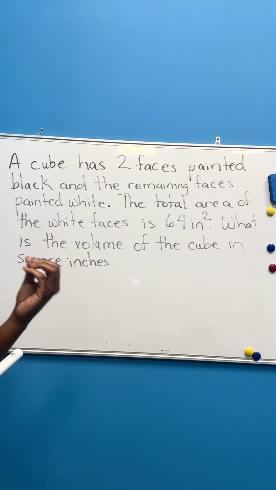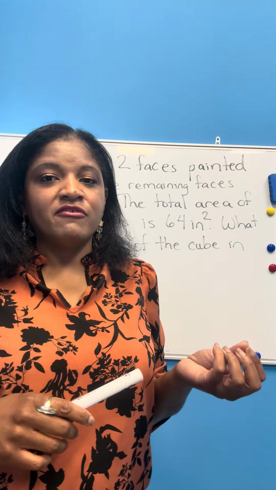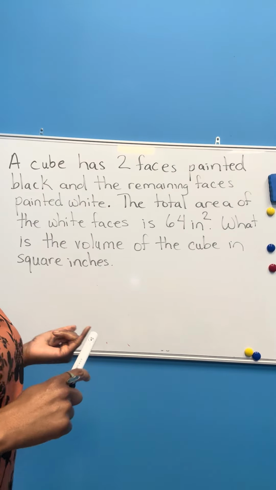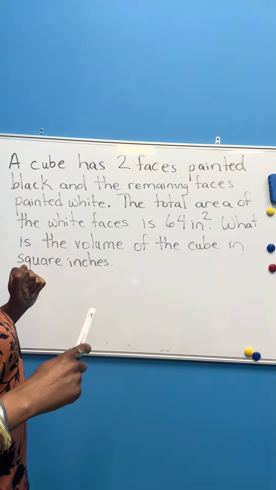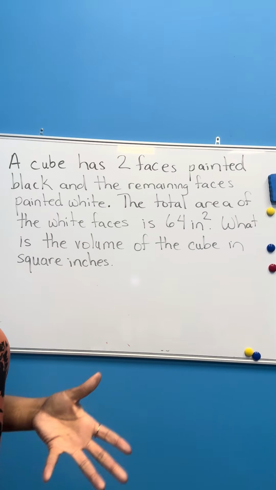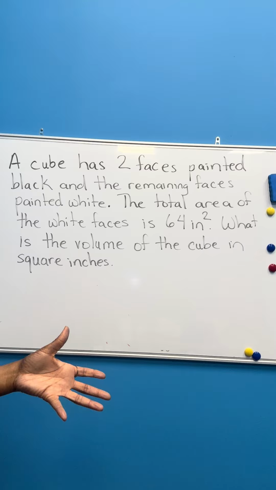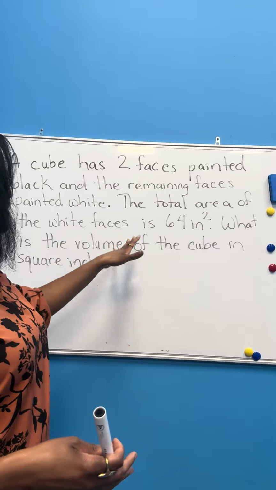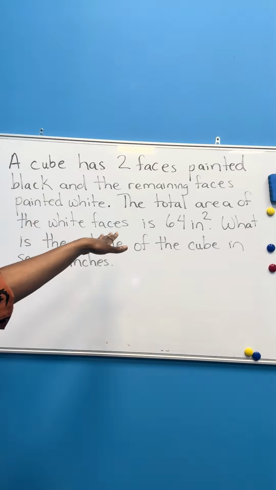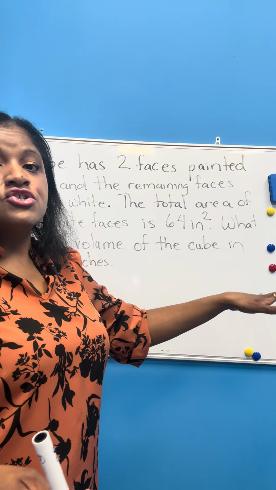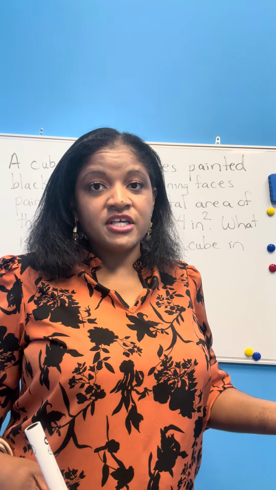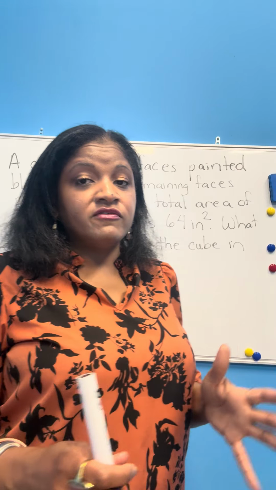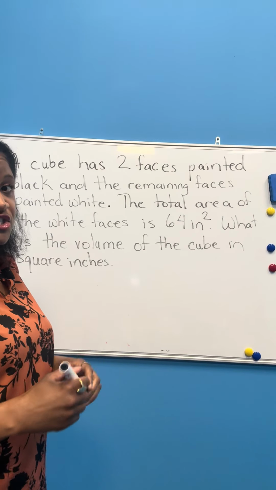So there is some prerequisite knowledge you need to have for this. You have to understand that a cube has 6 faces. So if 2 faces are painted black, then that means 4 faces are painted white. And the total area of the white faces is 64 square inches. So if you have 4 faces painted white and they add up to 64 square inches, then each individual face is 16 square inches.